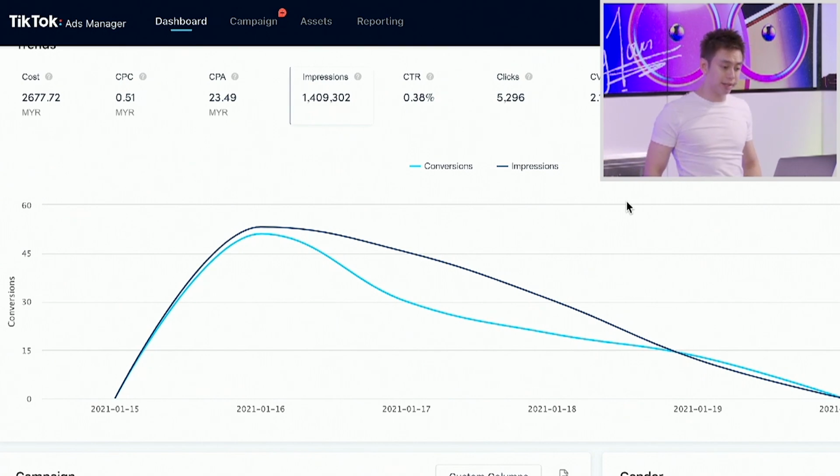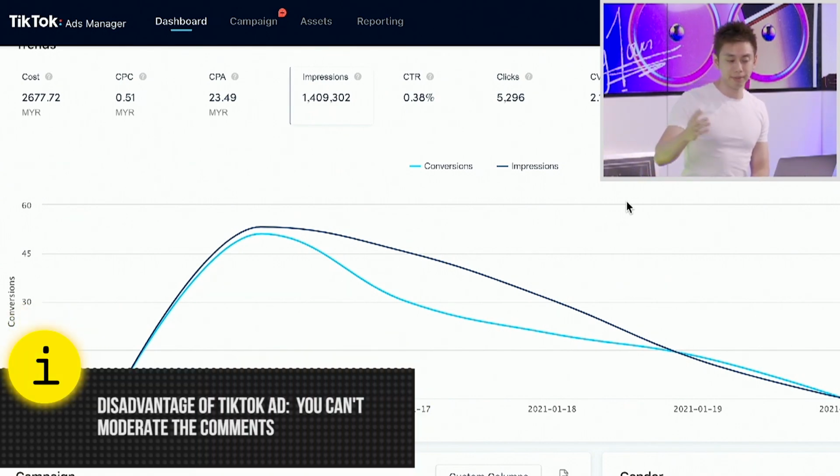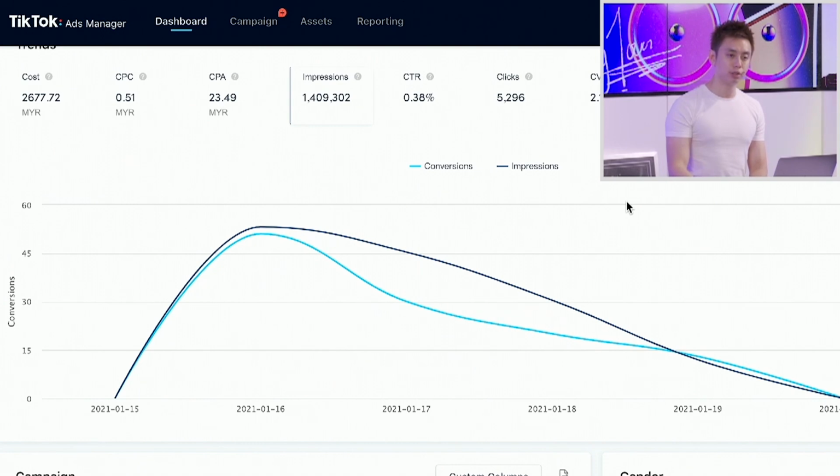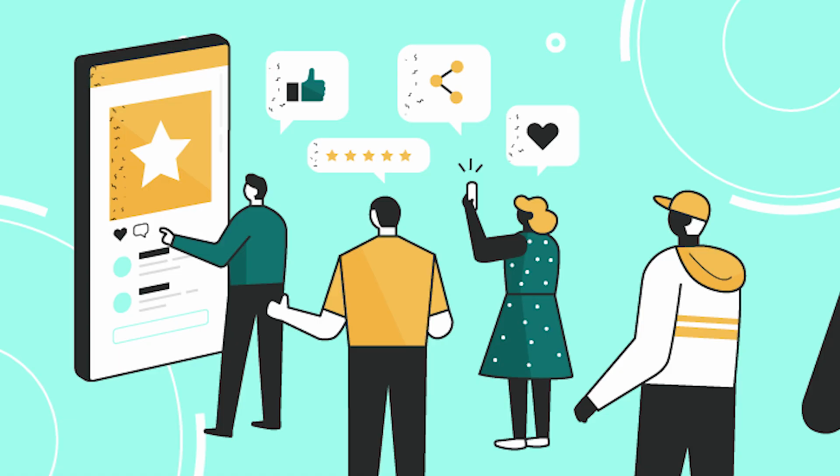The third disadvantage of TikTok is that you can't moderate comments. Now, this is bad. Why? Because when you run ads, there are bound to be trolls. And you can either just turn comments on with no moderation or off. And the thing that I don't like about switching off comments is that there's no social proof to it.